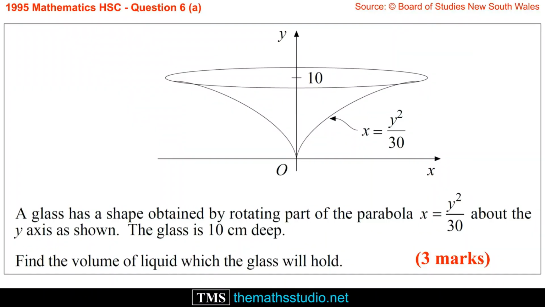Question 6, Part A. A glass has a shape obtained by rotating part of the parabola x equals y squared over 30 about the y-axis as shown. The glass is 10 centimeters deep. Find the volume of liquid which the glass will hold.